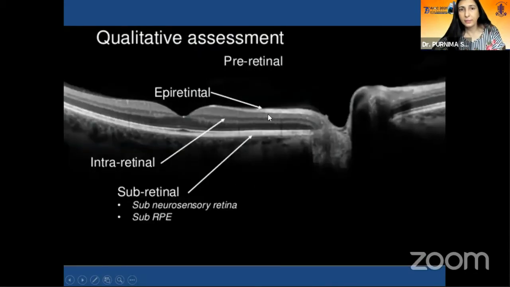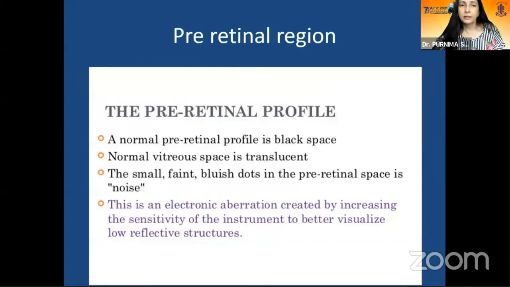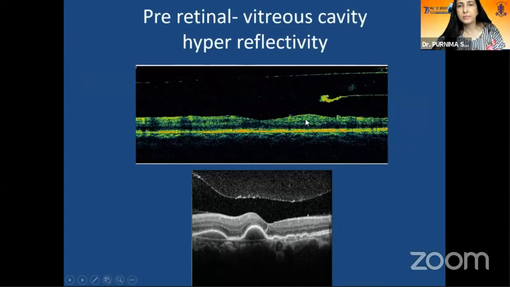So there's a pre-retinal, epiretinal, intraretinal, and the subretinal or the sub-RPE. These are the terms which we use to describe the changes like thickening, thinning, elevation, depression. The pre-retinal region is black because vitreous is translucent, but sometimes we may see hyperreflective areas like this. There's a membrane here, which we're seeing, and a PVD membrane here.